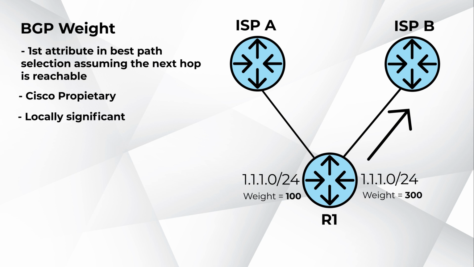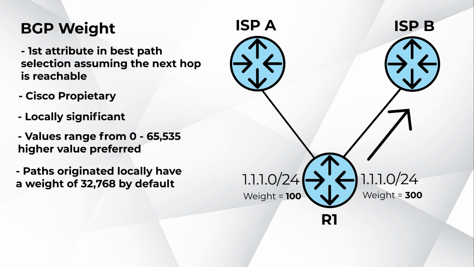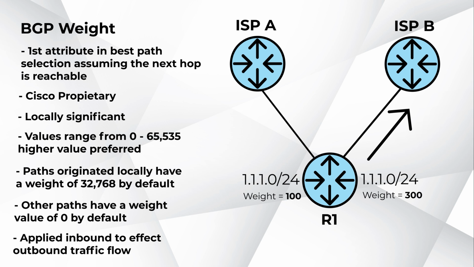The BGP weight attribute is locally significant on the router you're configuring it on. This is not something that's going to be sent in any sort of routing or BGP update. The values that you can use for weight range from 0 to 65,535. The higher value is preferred. Paths that are originated locally have a weight value of 32,768 assigned by default. Any other paths, like the ones that would be learned from other BGP neighbors, have a weight value of 0 by default. Weight is something that we set inbound to affect our outbound traffic flows.